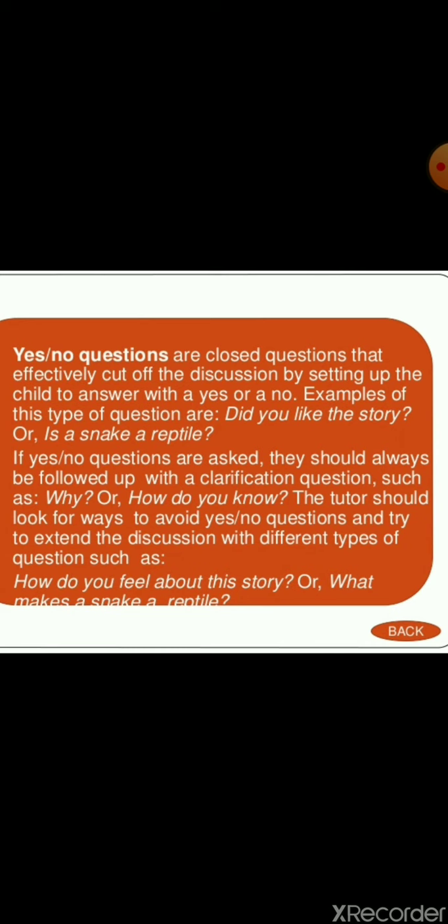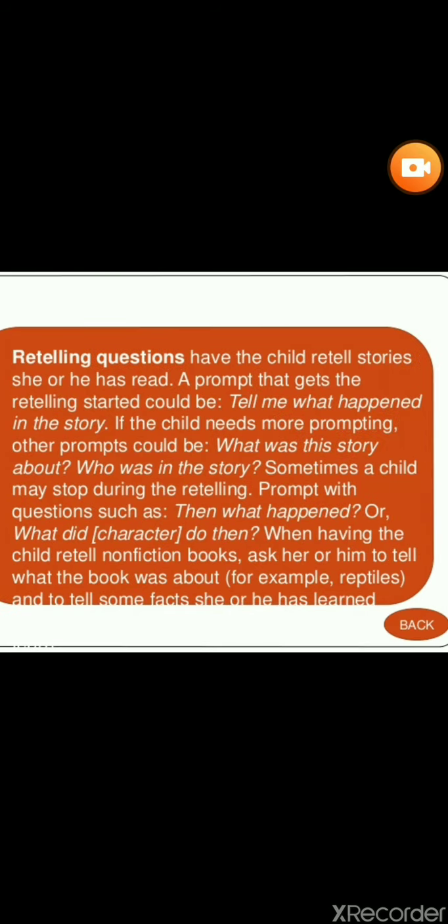The tutor should look for ways to avoid yes or no questions and try to extend the discussion with different types of questions, such as how do you feel about this story? Now, when you talk about the feeling, means you need to write in a descriptive manner. Your answer will be in detail. So it is not just yes or no questions only, means some clarification has been asked, evidence has been asked in such type of question.